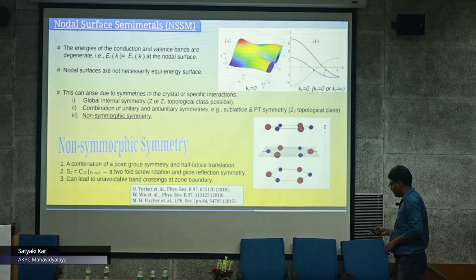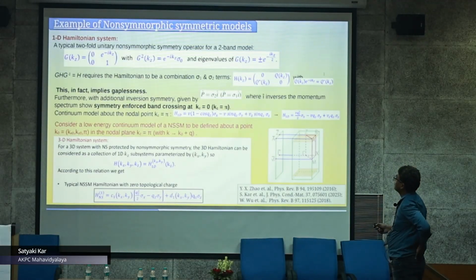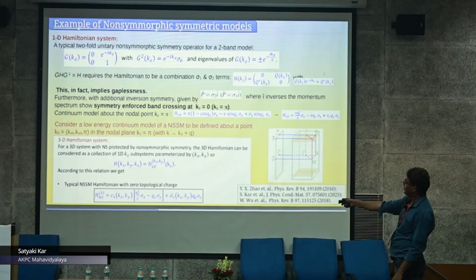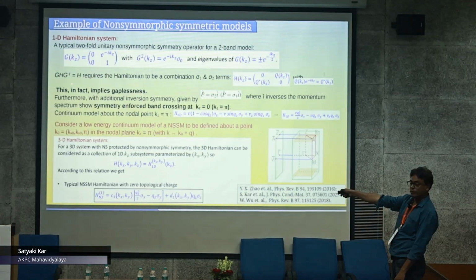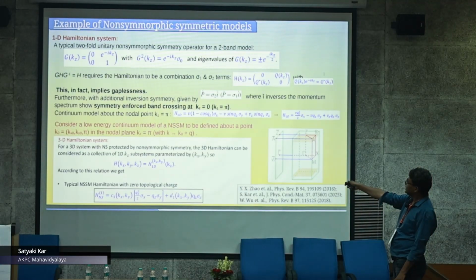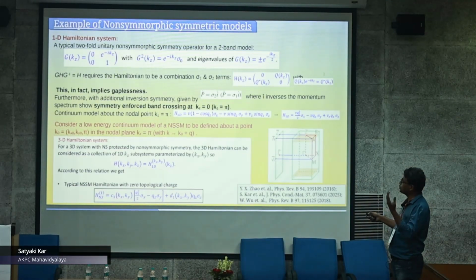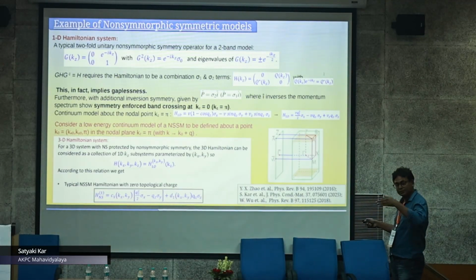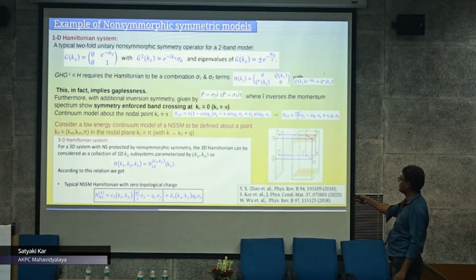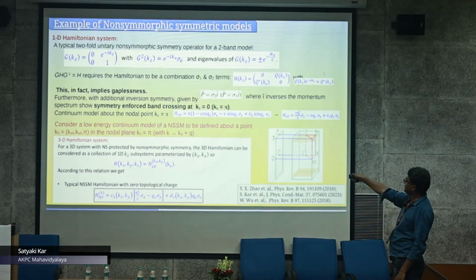It's like that. So now, let's first consider a 1D Hamiltonian. How can we have this non-symmorphic symmetry? The corresponding matrix can be given by this 2x2 matrix. You can see that G squared of kz turns out to be e to the minus i kz times sigma naught. So that means if you just apply the operator two times, you just get a translation along the z direction by one unit lattice. So this gives me that my G can be of this kind.